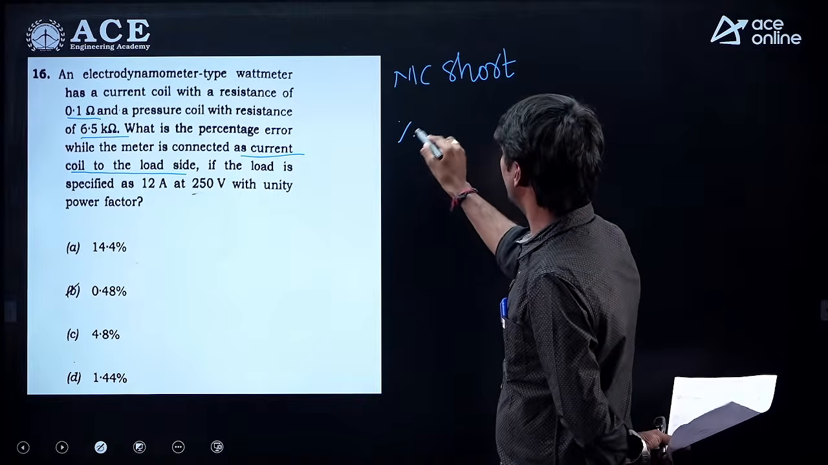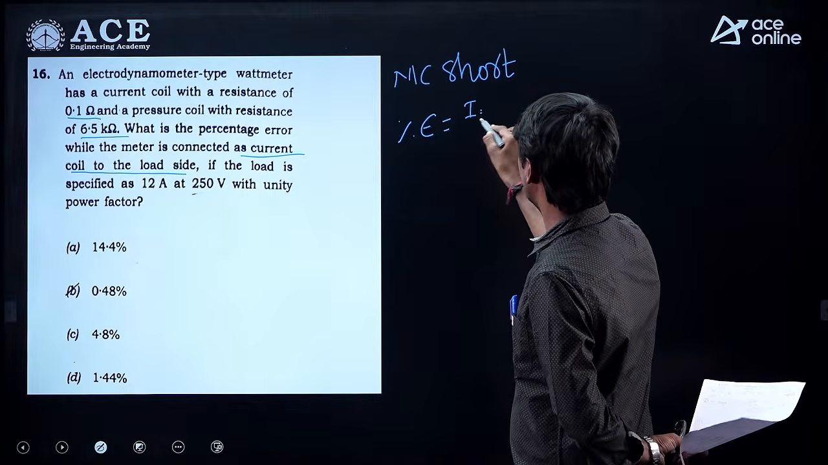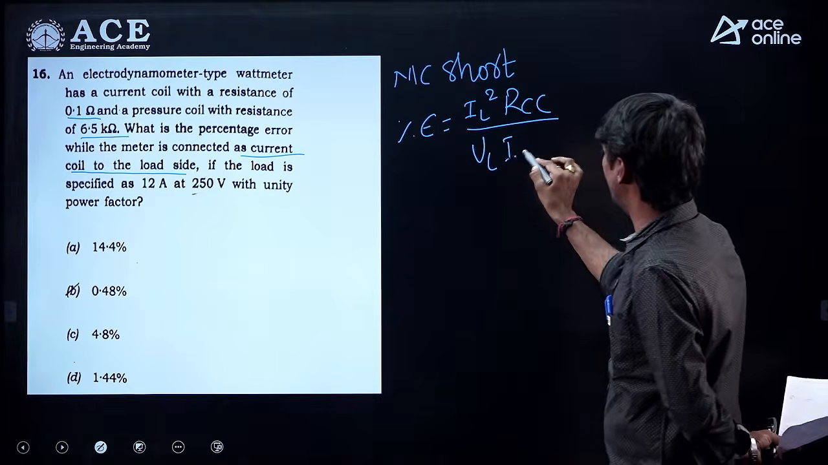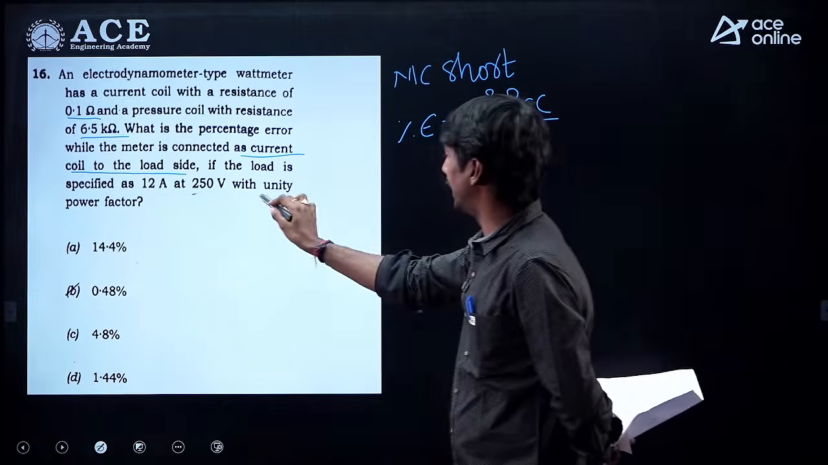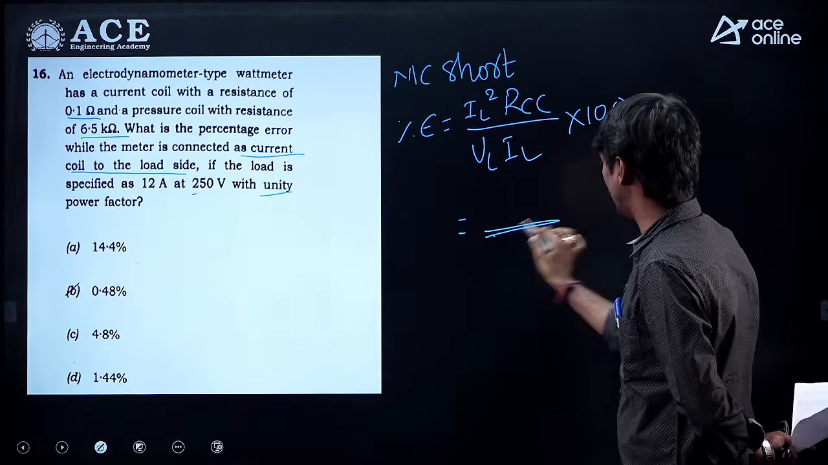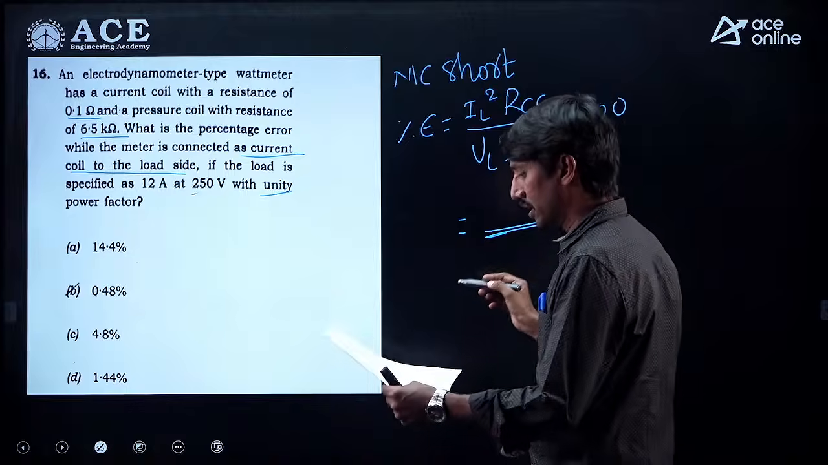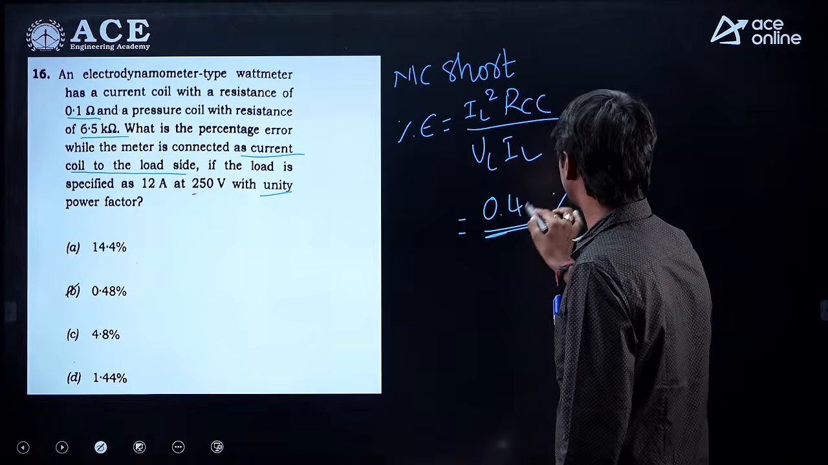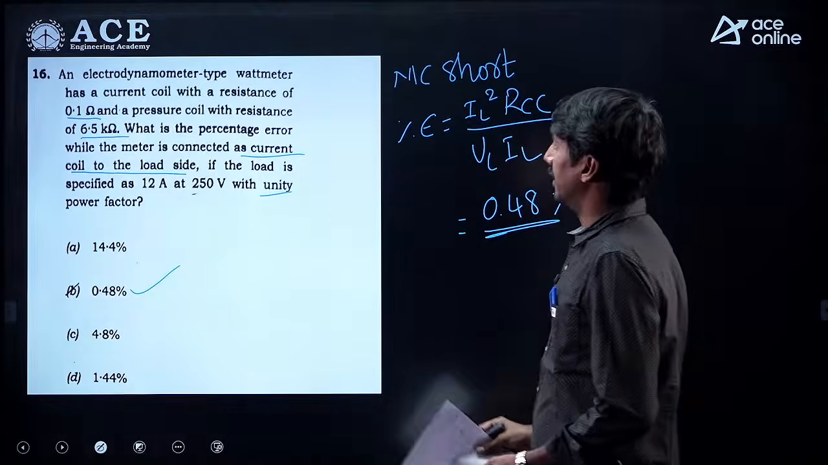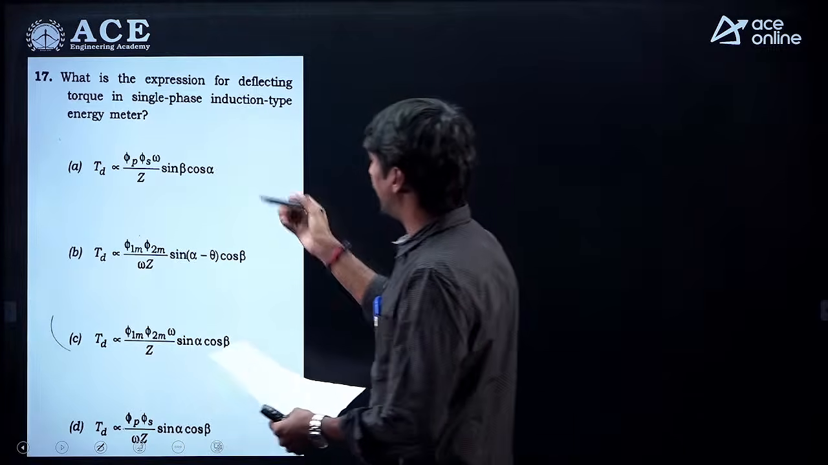And what is the formula? Percentage error equals IL squared RCC by VL IL cos phi, and it is given as unity power factor, so into 100. All values are given directly. If you substitute the values, you are going to get the answer as 0.48. So option B. Right. Next question is a direct question.